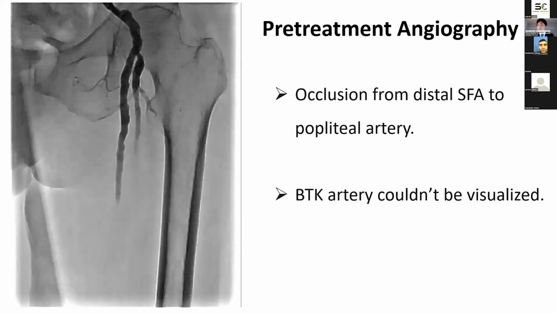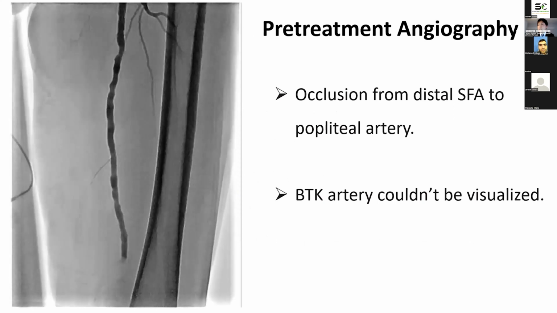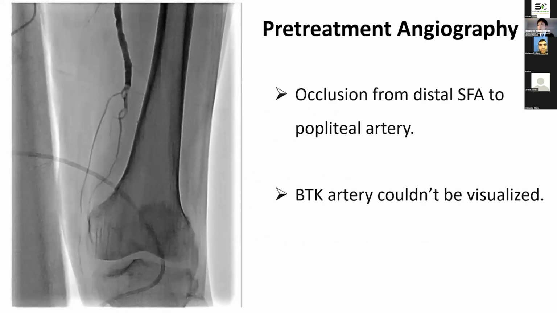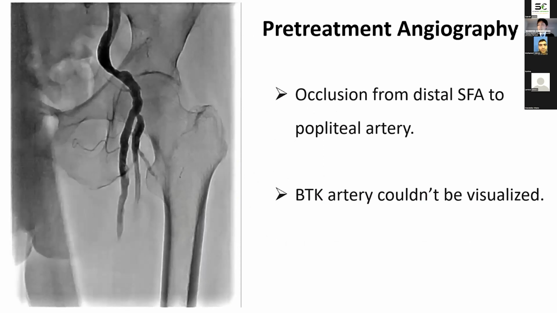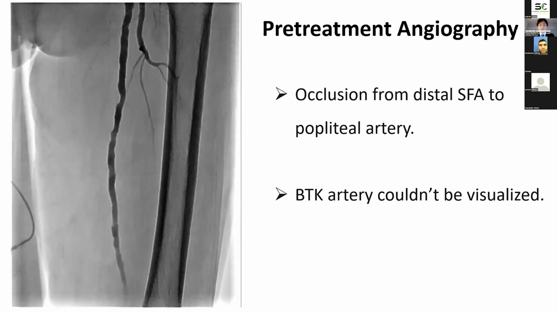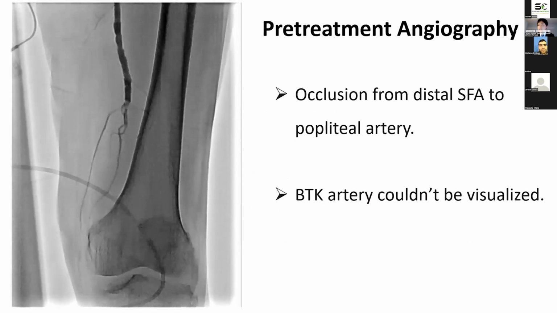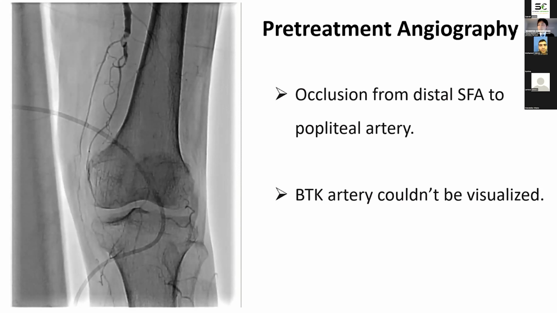We diagnosed her with grade 2B ALI, and the angiography was performed. We can see the mild atherosclerotic change in the open vessel. It demonstrates the occlusion from distal SFA to popliteal artery, like this image. Besides, below the knee artery couldn't be visualized at all.